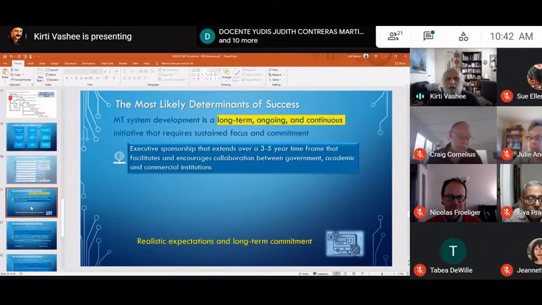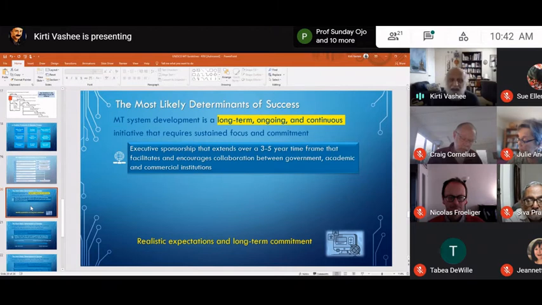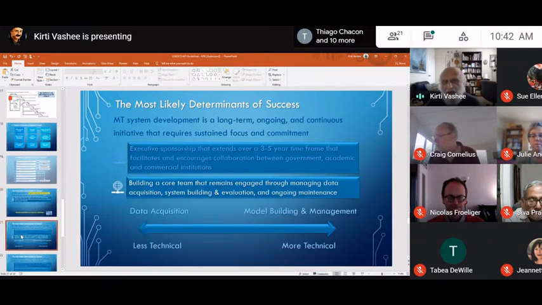And how do we know what is likely to succeed? When you have executive sponsorship that has a 3 to 5 year time horizon and understands that this is not something like, oh, let's get a team of NLP people, let's just throw whatever data we have in there, and in a month we have some kind of an MT system. It's possible that you can if you have the data, because it is very, very data dependent, but MT should be considered as a long-term, ongoing, continuous initiative. And the longer the commitment, the more likely that you'll actually deliver value and success to the community that you're trying to do this for.